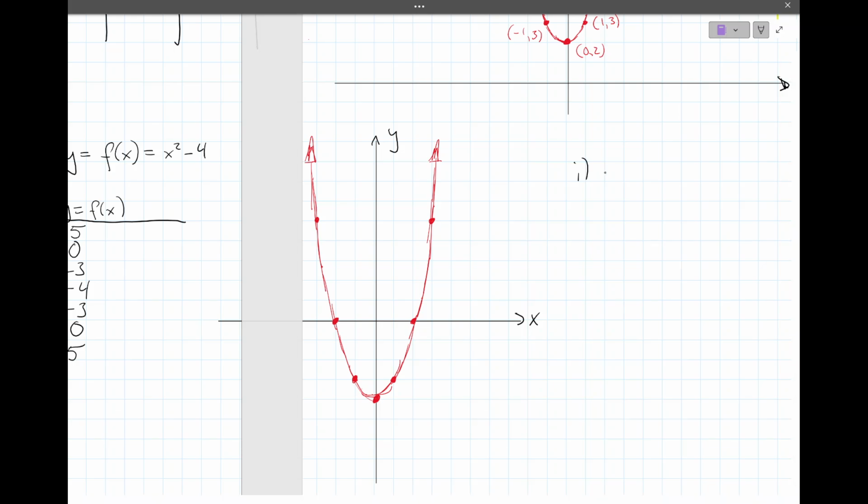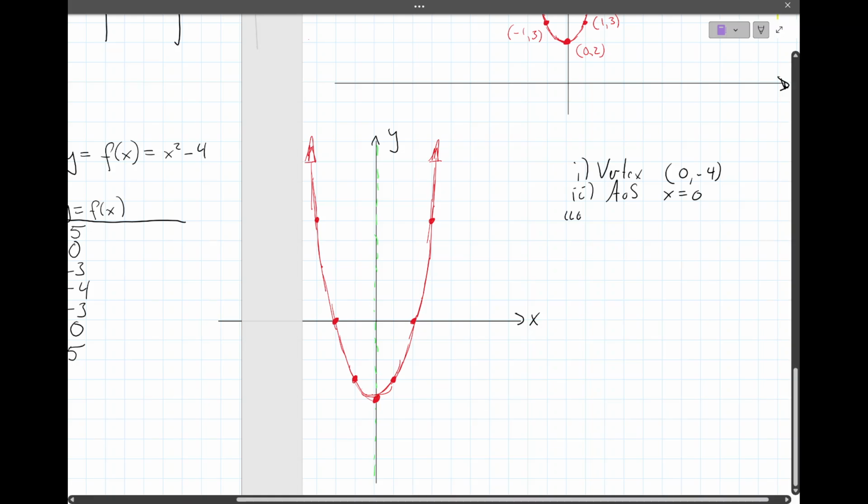So the vertex for it is at 0, -4. The axis of symmetry, that's at x equals 0, right? That's our line where it's reflected. That always happens on the x coordinate of the vertex. A vertical line has the form of the equation x equals.